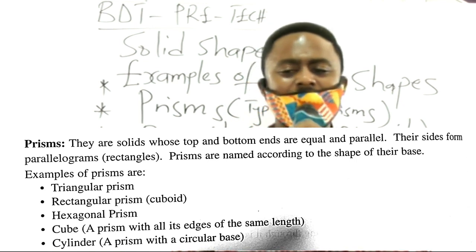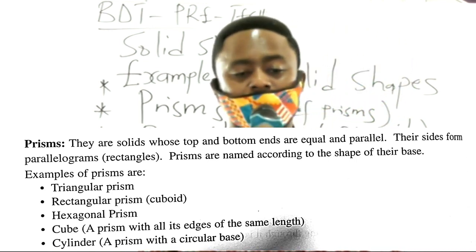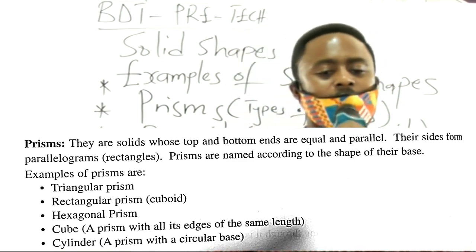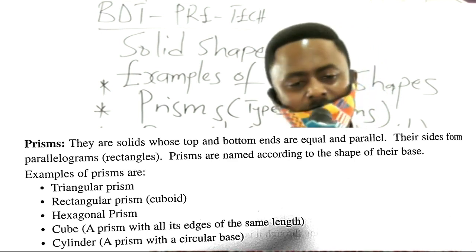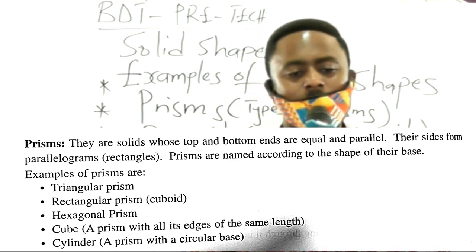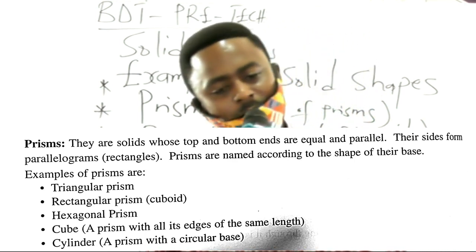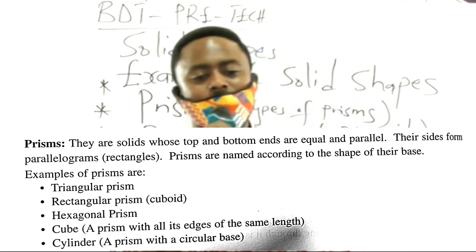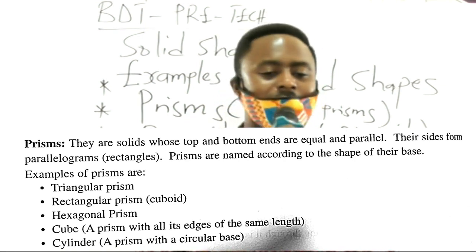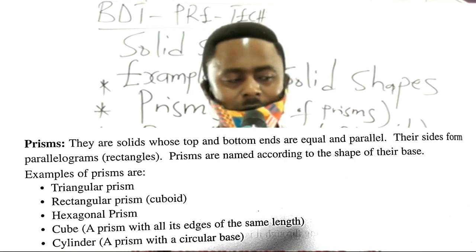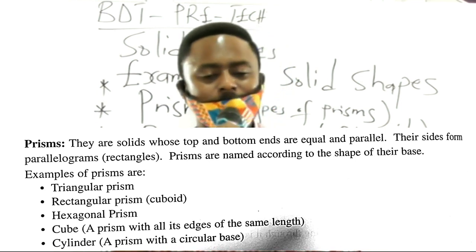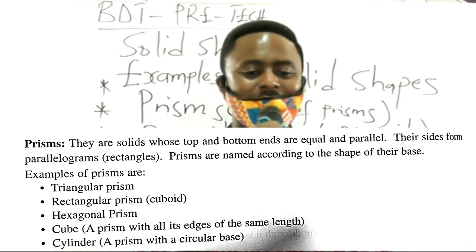Prisms are named according to the shape of their base. So the examples here, we have a triangular prism, which means that the base of that prism is a triangle. We have a rectangular prism, which means that the base of this prism is a rectangle. Then we have a hexagonal prism. Now, a hexagon is a six-sided polygon. So a hexagonal prism has a hexagon as its base.